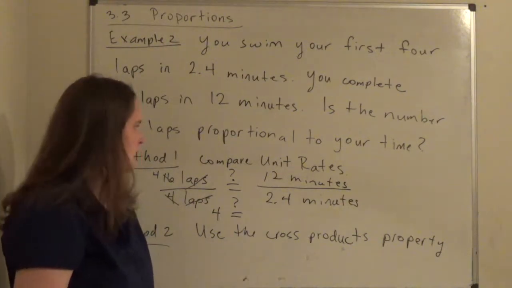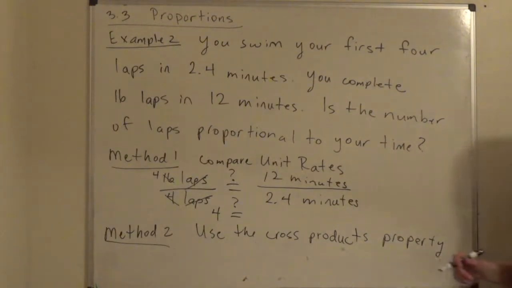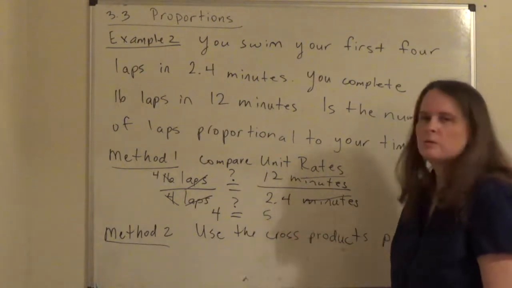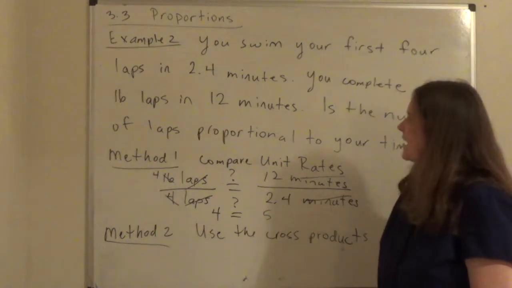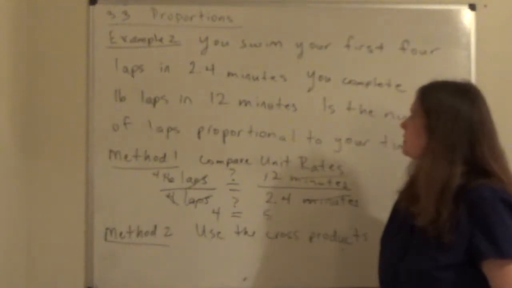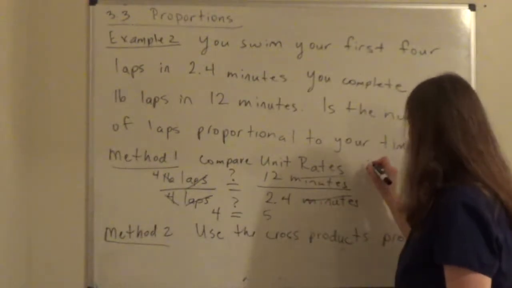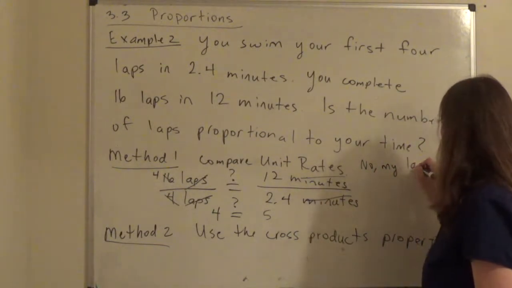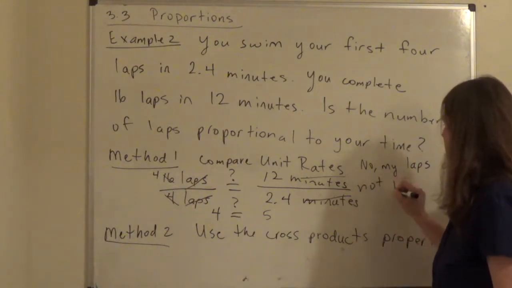Okay, feel free to grab your calculator if you want to. 12 divided by 2.4 gives me 5. And my minutes cancel again. So I'm getting 4 equal to 5. So that tells me that no, the number of laps was not proportional to the time. Okay, so no, my laps are not proportional to my time.